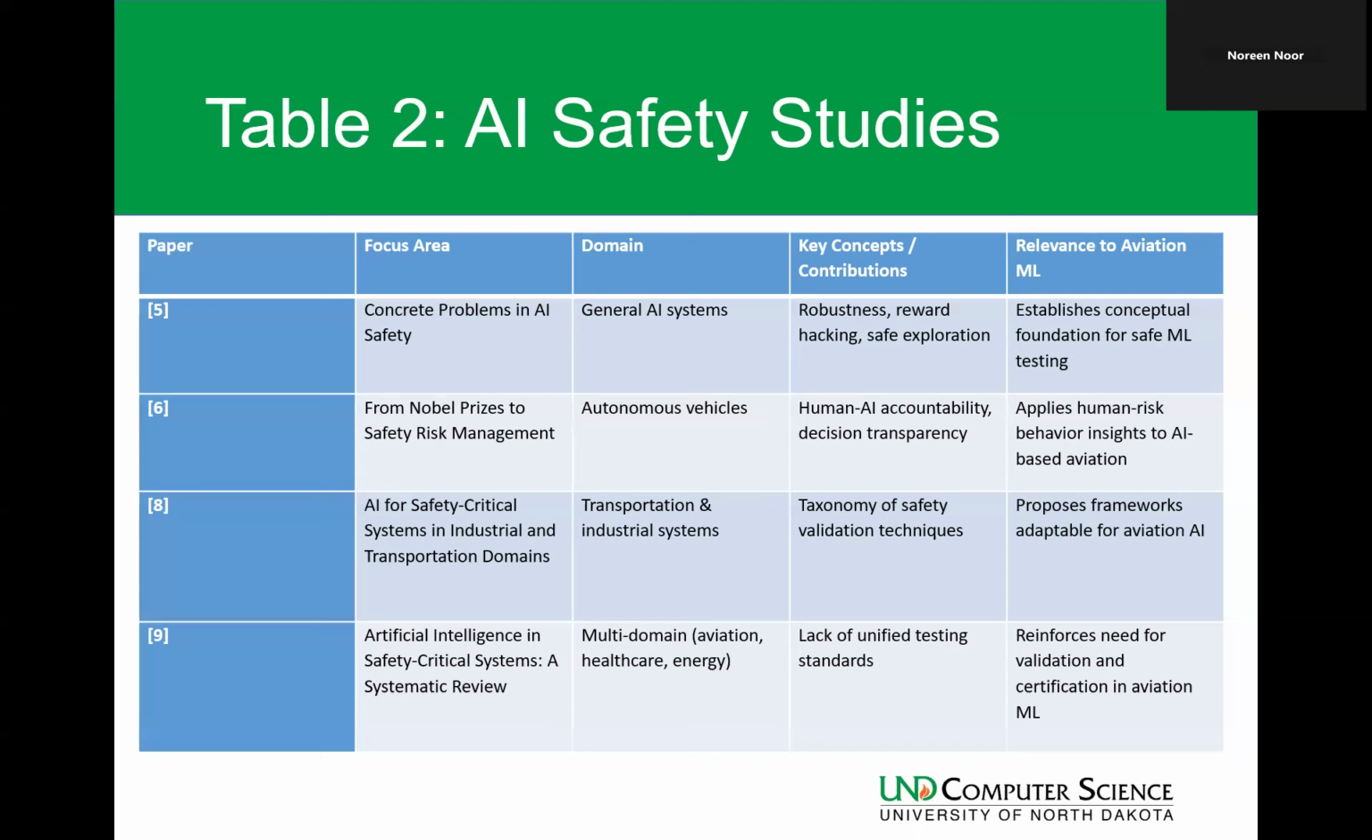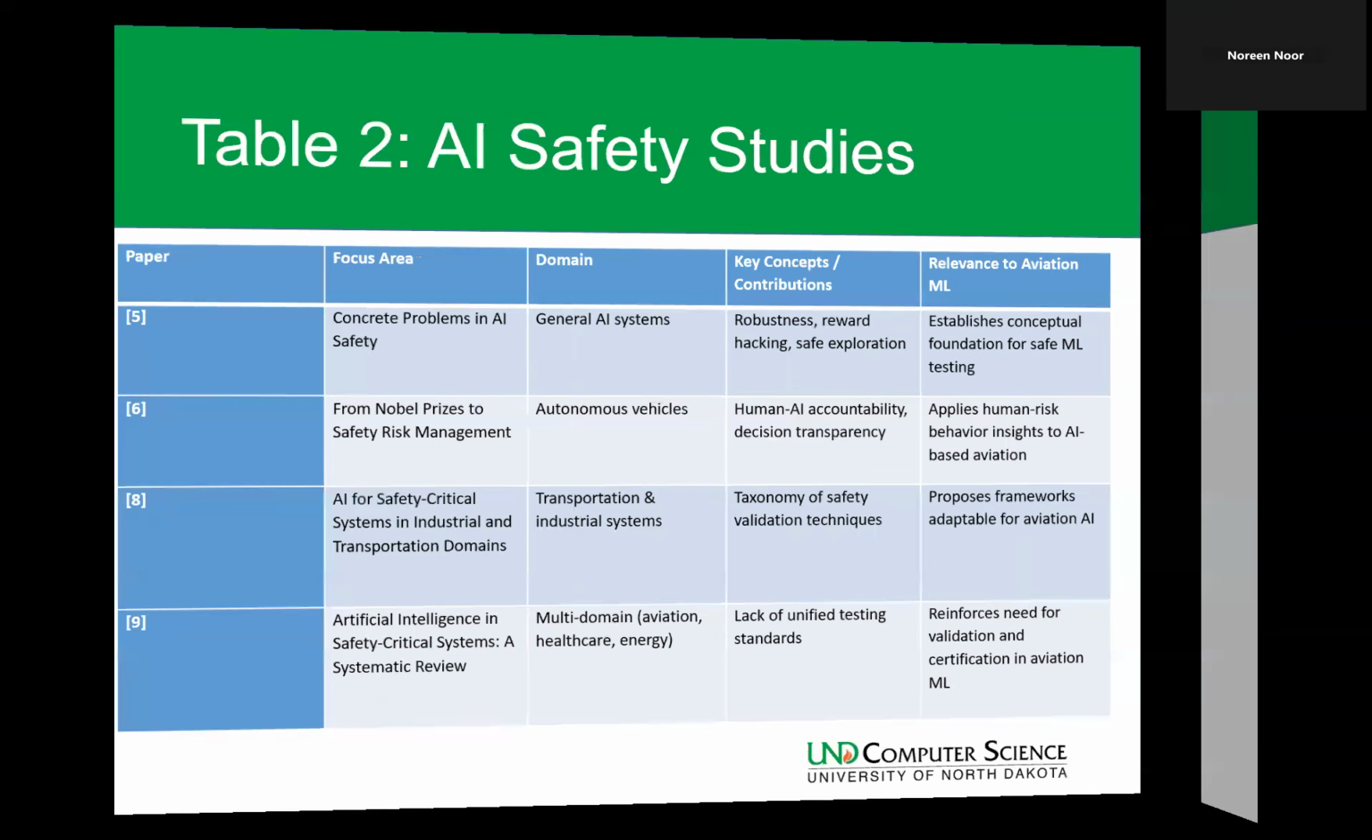And finally, the fourth one is Artificial Intelligence and Safety-Critical Systems. That is a systematic review that identifies the biggest gap, a lack of unified testing standards across industries. So this directly connects to aviation, where consistent validation frameworks are still missing. So overall, these studies emphasize that safe AI isn't just about good algorithms. It's about making them explainable, testable, and reliable under every condition. So that's what is discussed in this table.